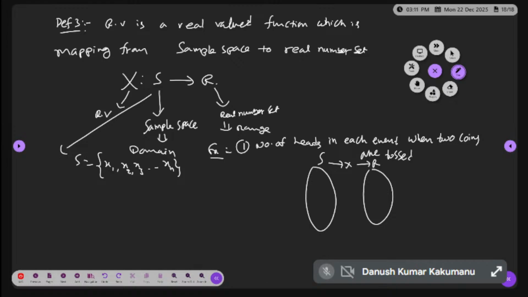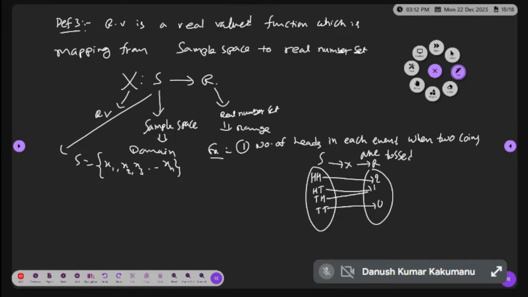How many heads in each event when two coins are tossed? When two coins are tossed, how many sample points do we have? 4. How many heads are there here? 2 heads. What is the random variable measuring here? Number of heads in each event. How many heads in this first event? 2. Second event 1. This is also 1 and 0.